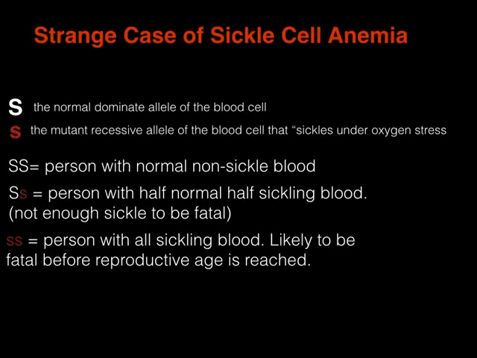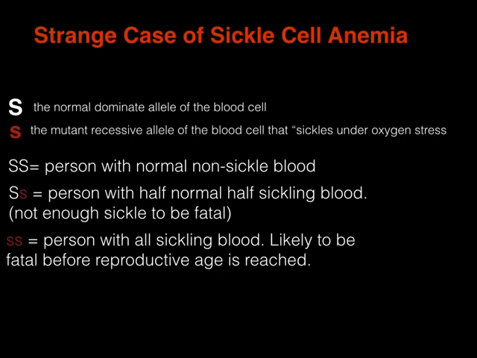This presentation is on the strange case of sickle cell anemia. The normal dominant allele is symbolized here with a capital S, and it's white. The mutant recessive allele is indicated here by a lowercase s, which is red.